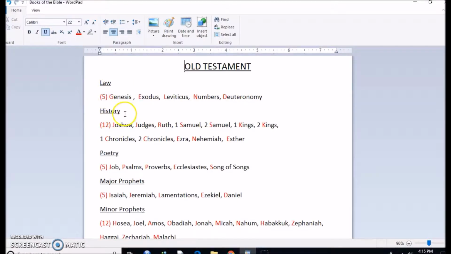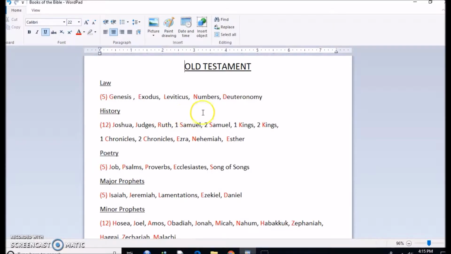And the next one, we can categorize as the books of history. And we have 12 of them. The first one is Joshua. Second one is Judges. When you get to the history category, just remember the 2 J's side by side. The first one is Joshua, and the next one is Judges. And after these 2 J's, there will be a woman's name, which is Ruth.